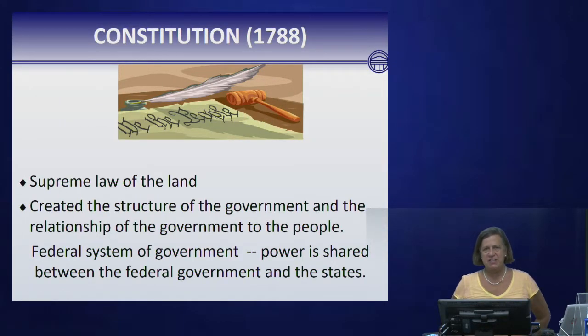All right, so what about the Constitution? Our Constitution is the supreme law of the land. It created our structure of government and the relationship of the government to the people. Actually, it's a brilliant document. With only 4,440 words, it accomplished quite a lot. It created our federal system of government. That is, power is shared between the federal government and the states, which is one reason that we have 2 court systems. We have the federal court system and the state court system. And I will summarize these in just a minute.